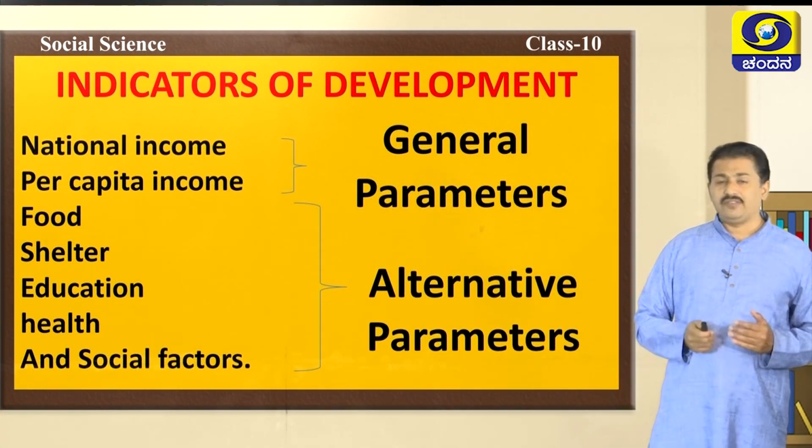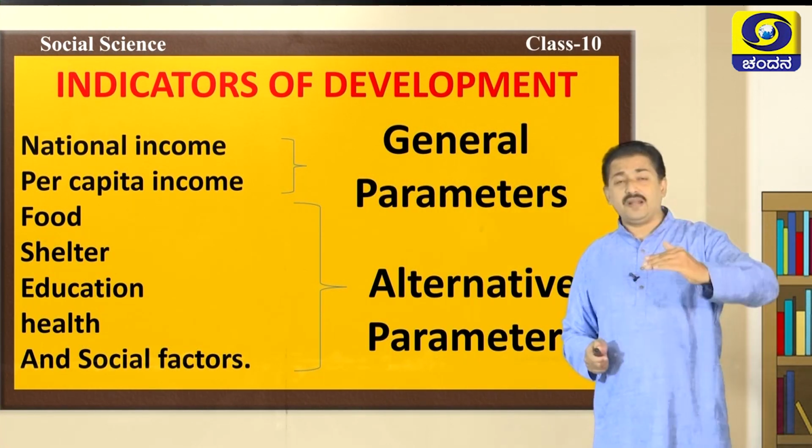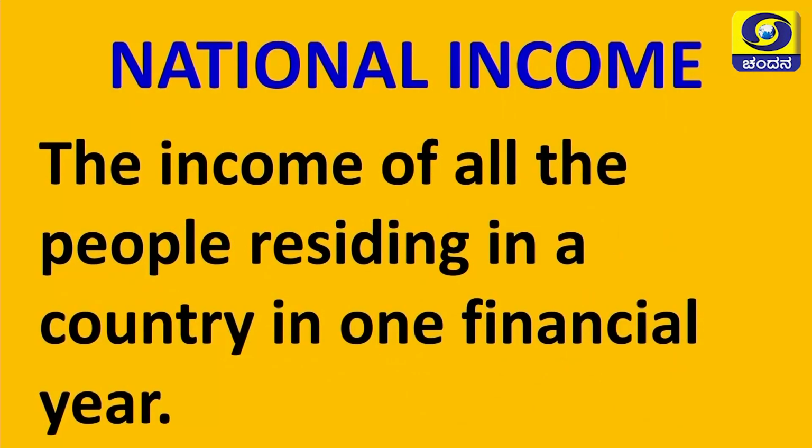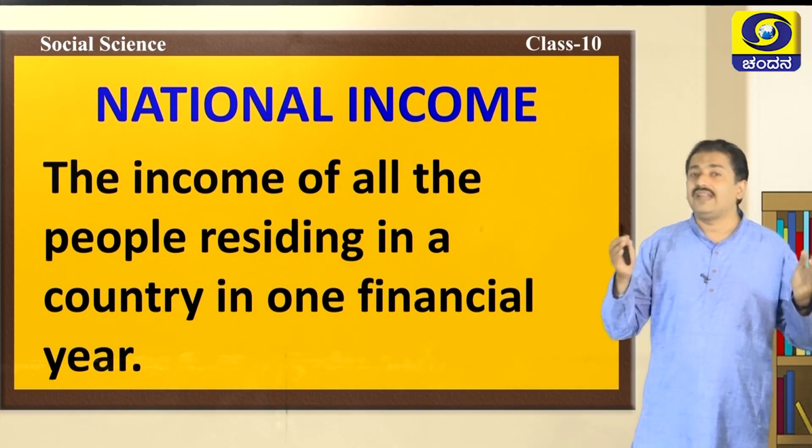Indicators of development. See, national income and per capita income are the general parameters while indicating the development or economic development. Food, shelter, that is housing, education, health and other social factors are considered as alternative parameters. So, what is national income? National income is nothing but the income of all the people residing in a country in one financial year. This is called national income.